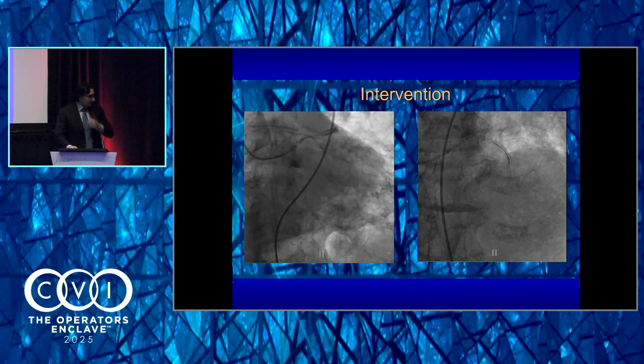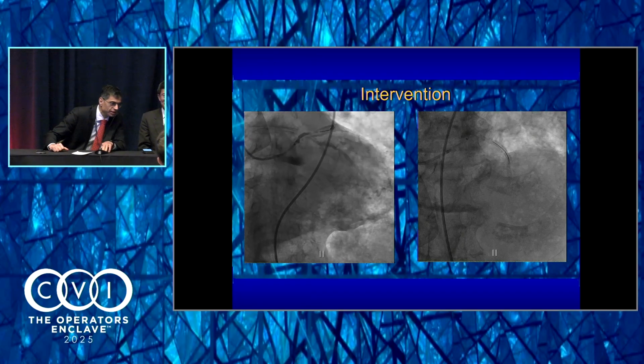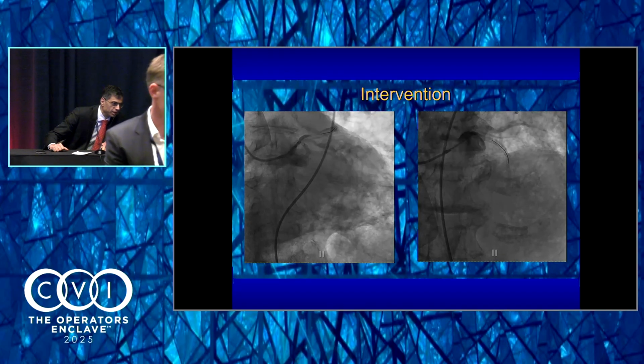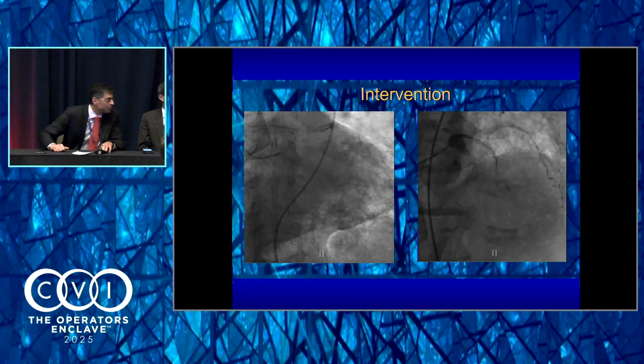So what would you guys do in this situation? You cannot essentially reach the vessel. It looks like the aorta is a tortuous mess. I mean, what would you do?